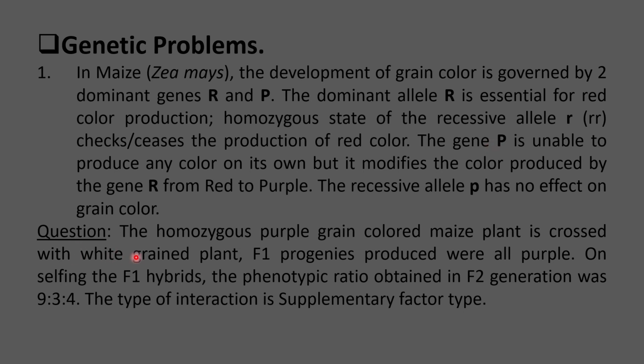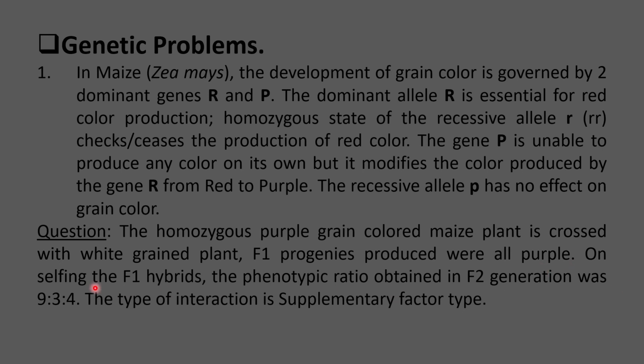Now coming to the question: a homozygous purple grain colored maize plant is crossed with a white grained plant. F1 progenies produced were all purple. So here the purple parent and the white grained parent are crossed, and as a result the F1 progenies produced were all purple in color, that is, the grain color was purple.